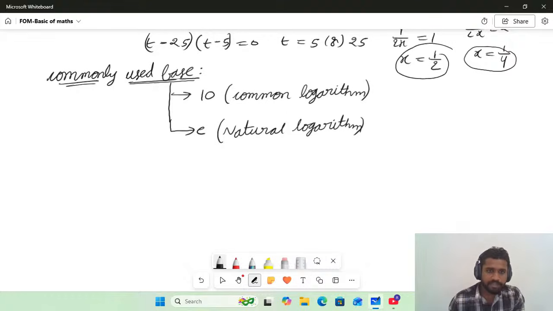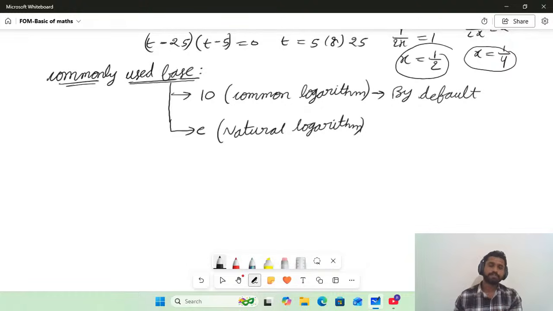So what is the default base if they didn't mention anything? If they didn't mention any base in the question, by default we will consider 10 as the base.